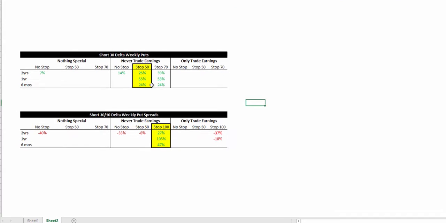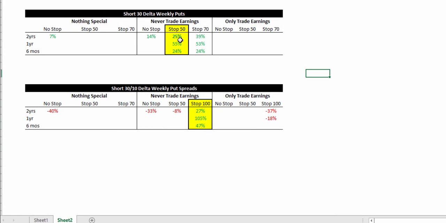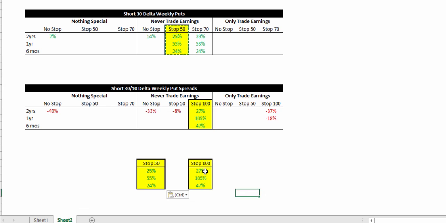So I'm going to bring my spreadsheet back in here. Just to be clear, this is what we were looking at if we were shorting a put, and this is what we're looking at if we're shorting a put spread. So I'm going to put them next to each other. We're seeing better returns across the board using a put spread rather than a short put with a stop loss.